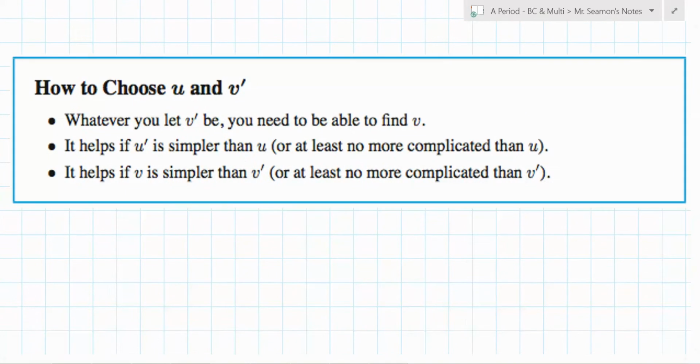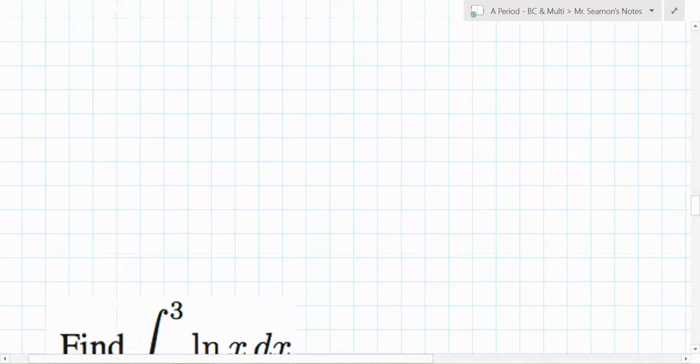These are three hugely helpful steps. Whatever you let V prime be, you need to be able to find the integral of it easily, right? Similarly, it helps if the derivative U prime is simpler than U. Is it always going to be the case? Not always, because easier is a subjective word, right? But generally speaking, you want to pick something for U that when you differentiate it, it gets nicer. And it also helps if V is simpler than V prime, usually. These are general rules, and it just takes practice.